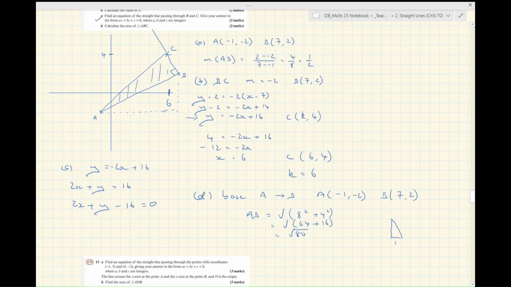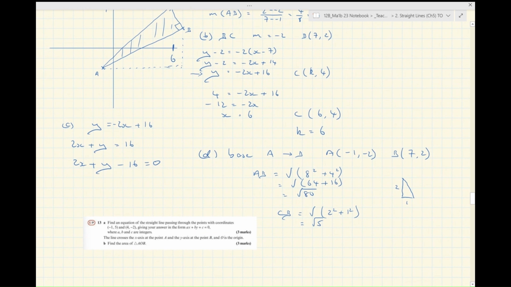1 and 2. So CB is the square root of 2 squared plus 1 squared. So CB is the square root of 5. So the area of my triangle is root 80 multiplied by root 5 over 2.